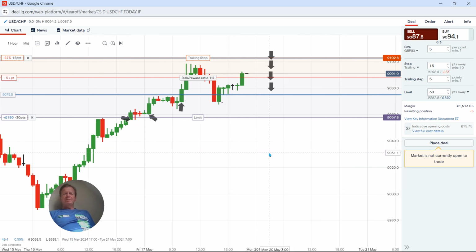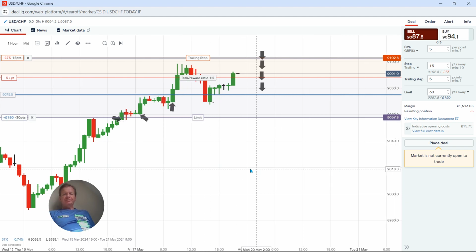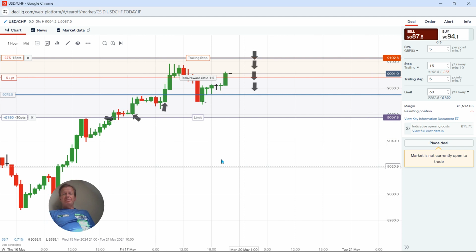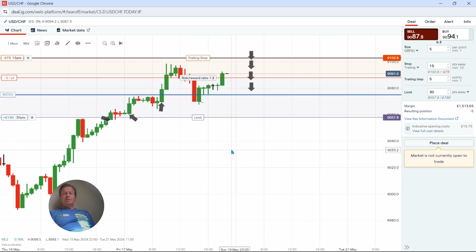Okay, now you might say, what if it goes up and comes back down again? Obviously it could go back up, and it could come back down again and hit your limit. I mean, obviously that's a chance you have to take, but again, you don't know, it could just carry on all the way up.